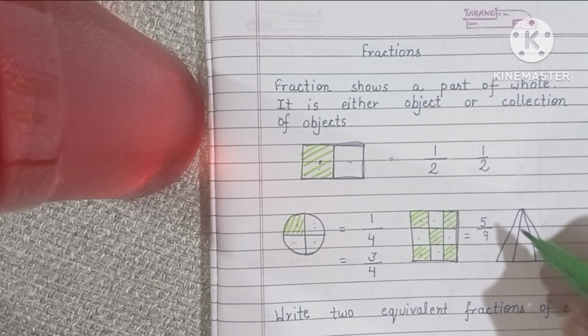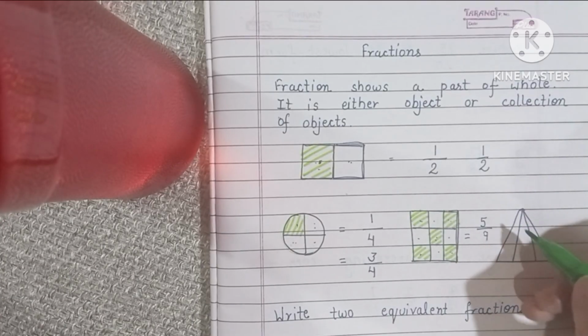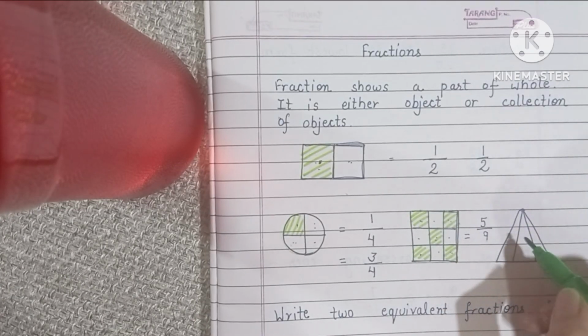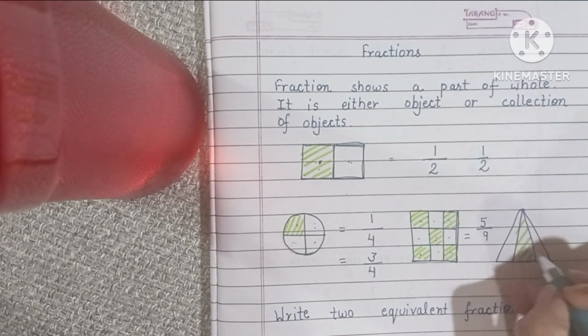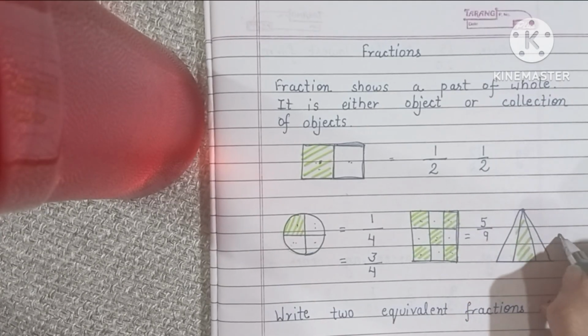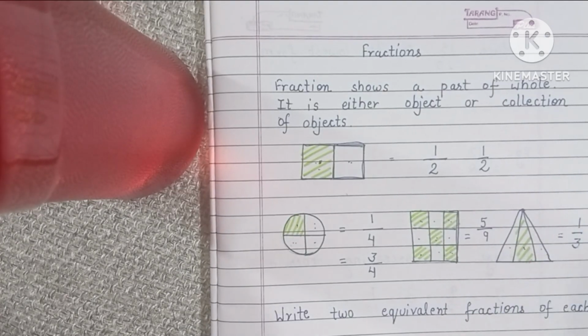Take another example. This is a triangle, and we equally divide it in 3 parts, and we colored this part. Then what is the fraction of the shaded part? 1 2 3. And the shaded part is 1. That is 1/3.